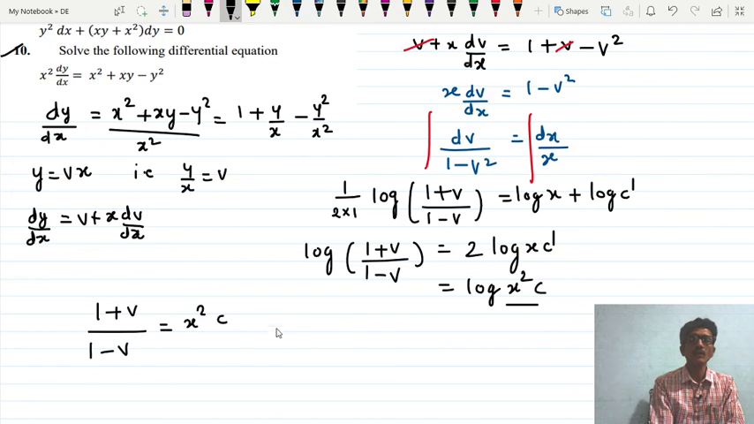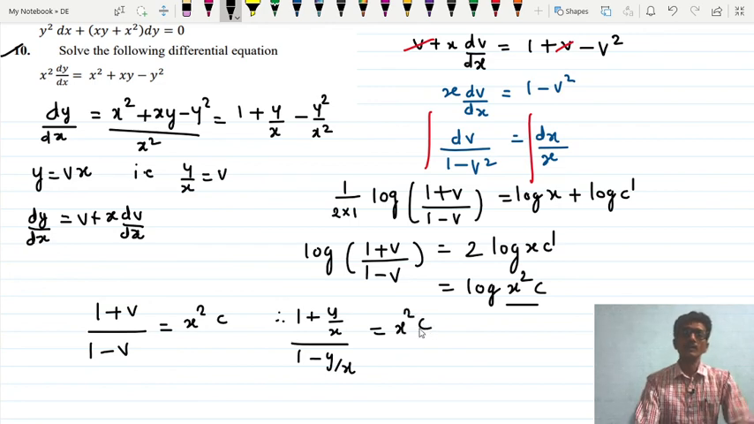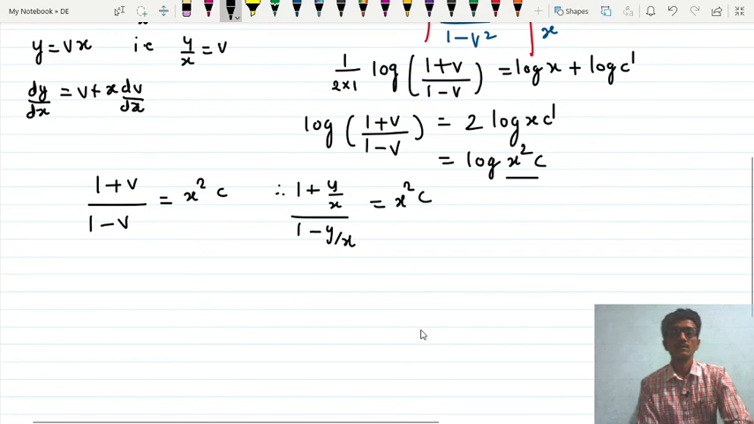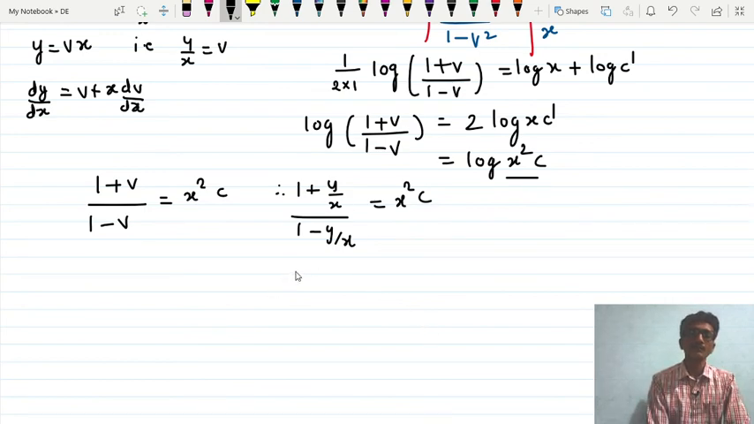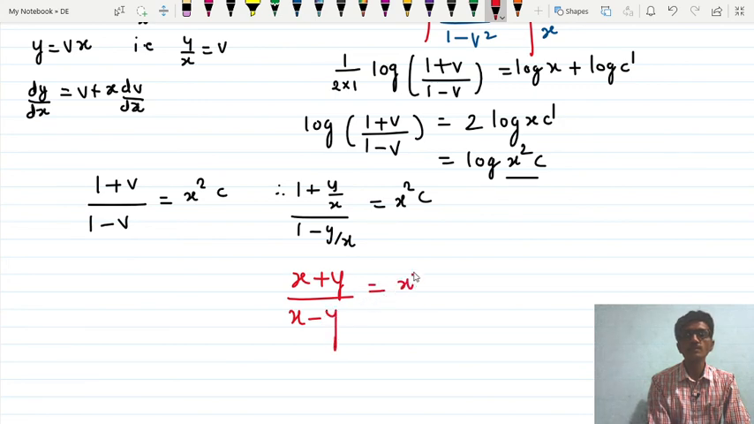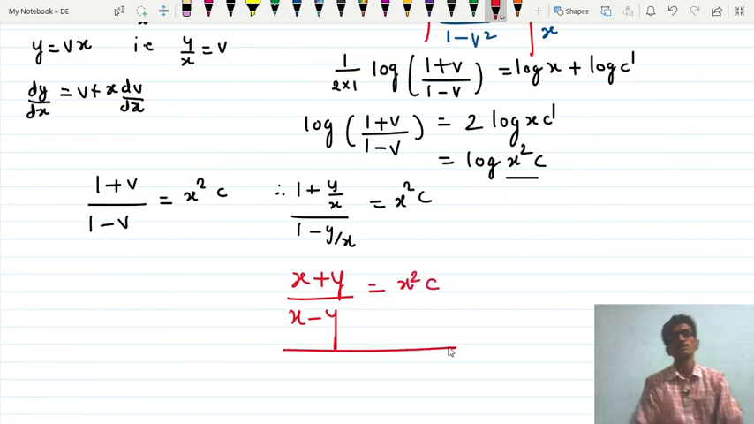But v is equal to y upon x. Therefore 1 plus y upon x upon 1 minus y upon x equals x square c, and we will be getting after simplifying x plus y upon x minus y, and it is equal to x square into c. Yes, this is the answer.